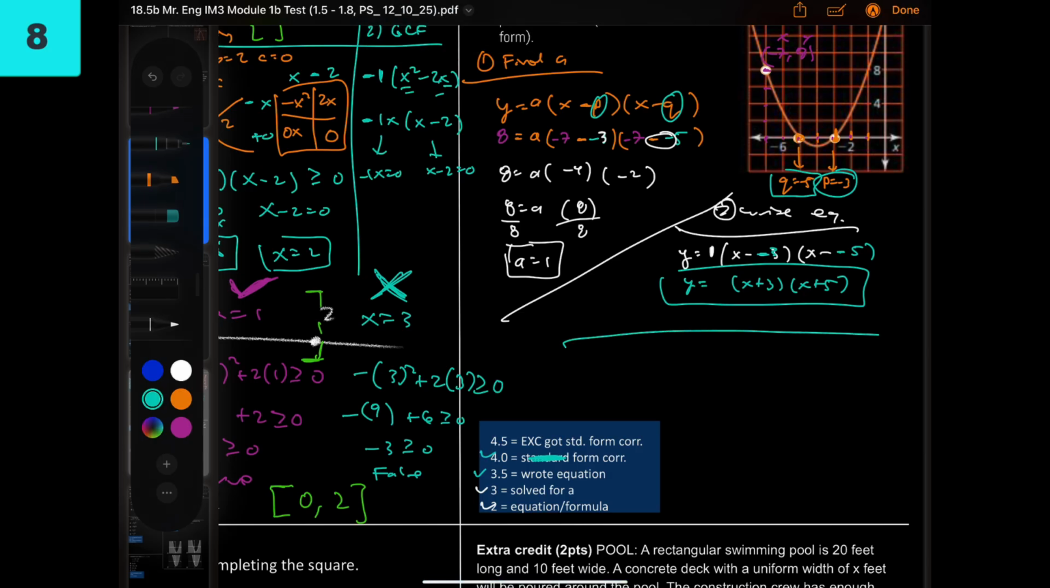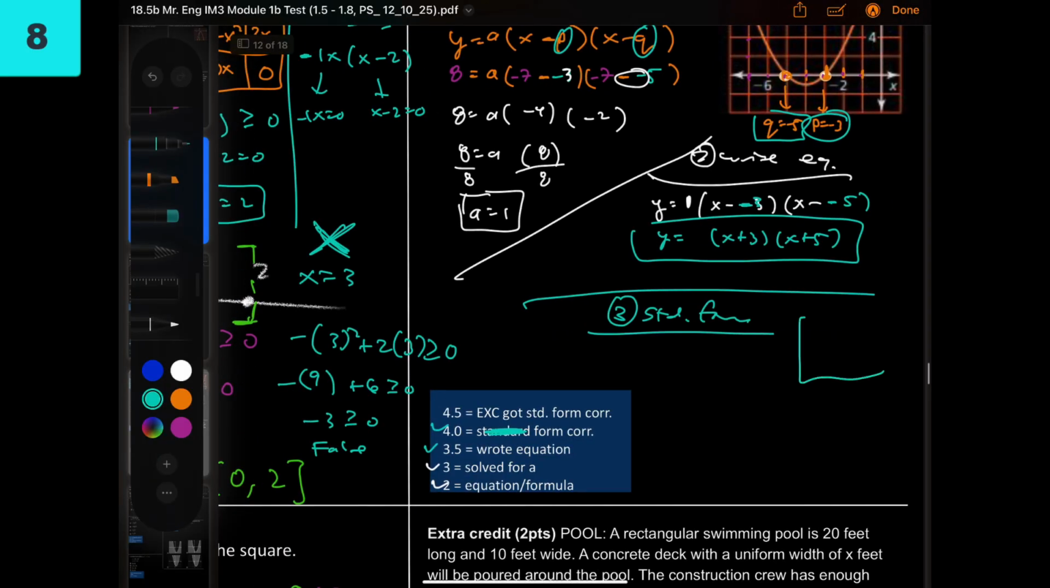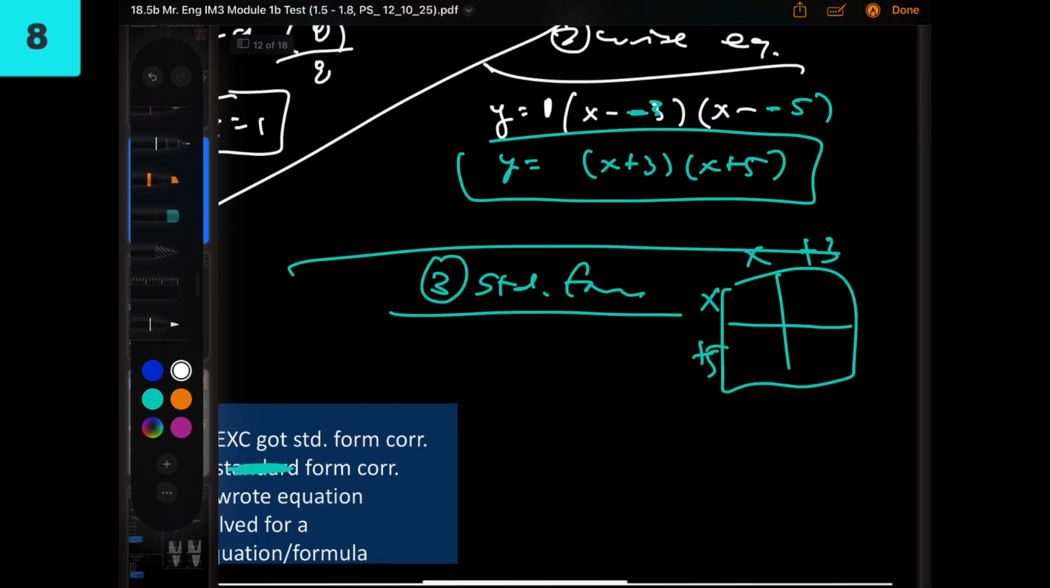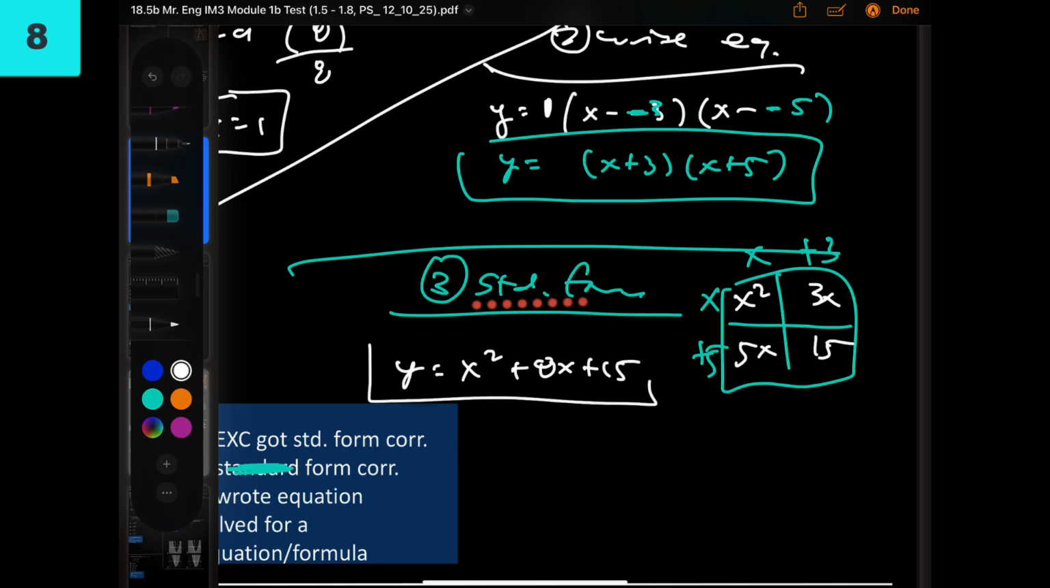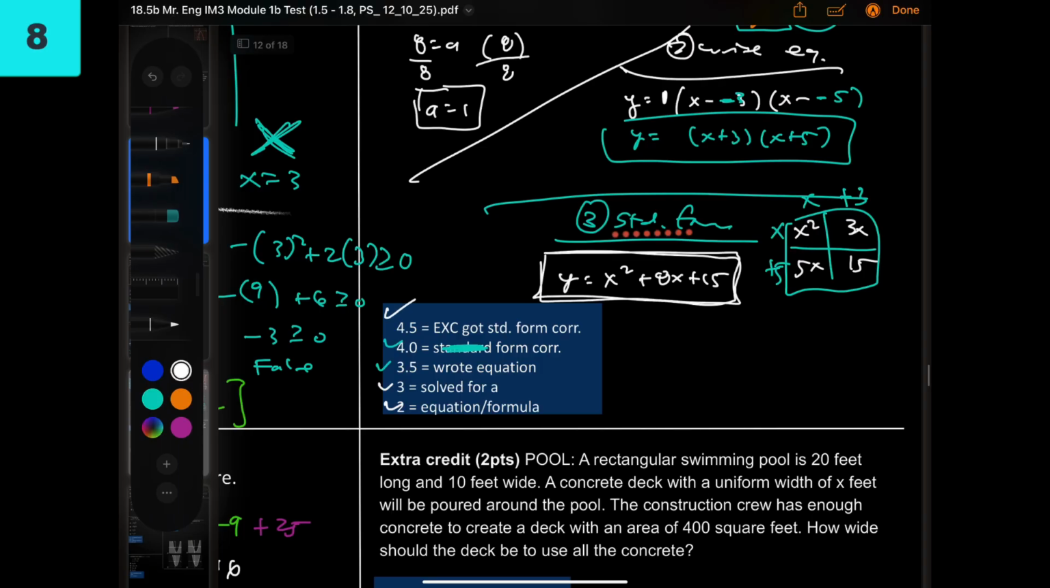How do you get the extra credit, which I shouldn't have done, but I did? Standard form is you just have to get rid of the parentheses, which is your project, right? x plus 3, x plus 5. So I have x squared, 3x, 5x, and 15. So then you would have gone x squared plus 8x plus 15 is your equation in standard form with no parentheses. That's how you got the 4.5 points. Okay?